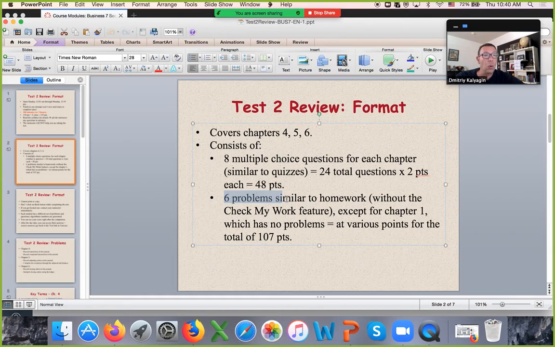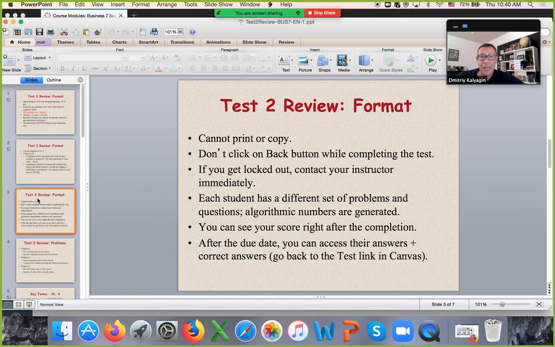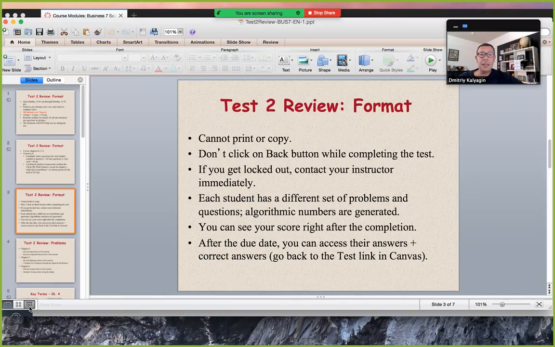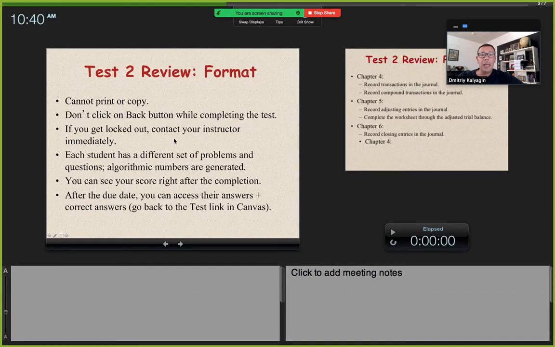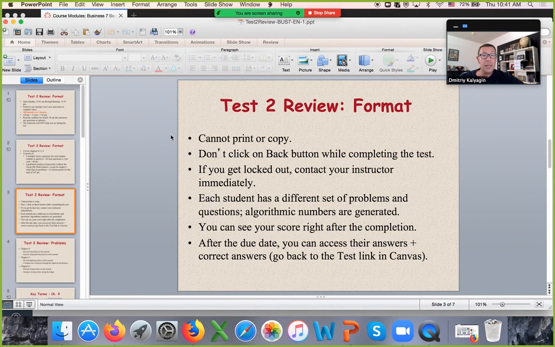They're similar to the beginning of your homework, but I disabled the check my work feature and the hints. Right here, there's no chapter 1. As in the first test, you cannot copy or print the test. If you get locked out, if something goes wrong with the internet, or if there is a power outage, please contact me right away. Each student has a different set of problems and questions, and algorithmic numbers are used.